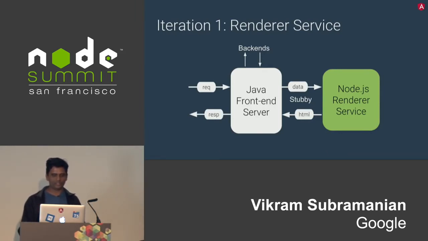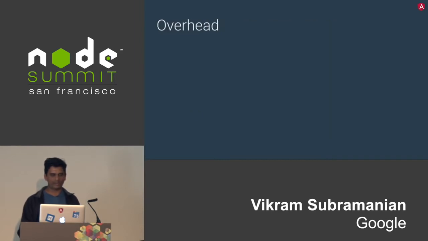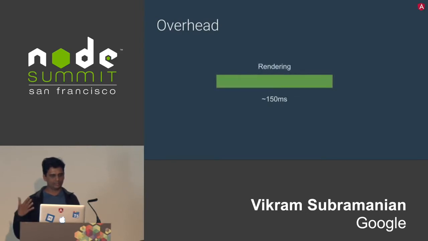And we wanted to just see what is the overhead of having this Node server run as a separate service on a separate physical machine from your front-end server, right? Actually, it turned out to be not that bad. The rendering itself was taking quite a bit of time. It was like 150 milliseconds, which was still okay considering the 3-second target we had for the end-to-end latency.